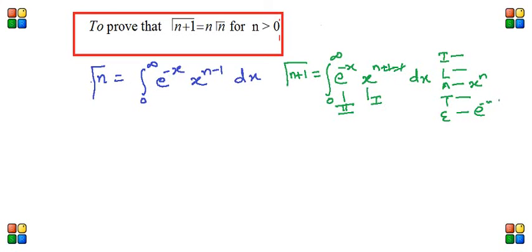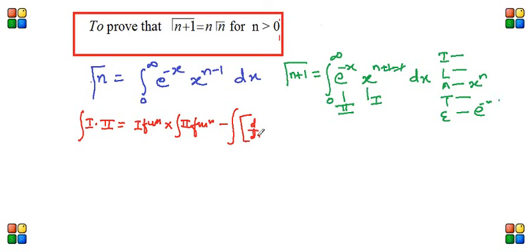Now in order to solve the RHS, we should know the formula for integration by parts, first function and second function. If two functions are there, then the formula is given by first function as it is multiplied by integration of second function, minus integration of, then inside the bracket, differentiation of first function into again integration of second function, bracket close.